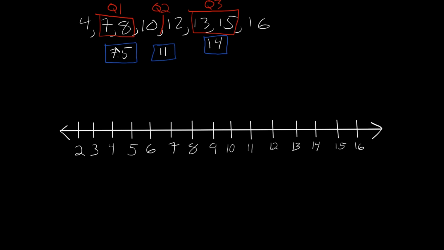So now let's try and plot this. What we're going to do is draw a line of the minimum value, Q1, Q2, Q3, and the maximum value. So I'm going to draw our box and whisker plot. Let's see, I will draw it in red. So our minimum value was 4, and I'm going to make sure these are straight lines. Our minimum value is 4. Our Q1 or quartile 1 value was 7.5.